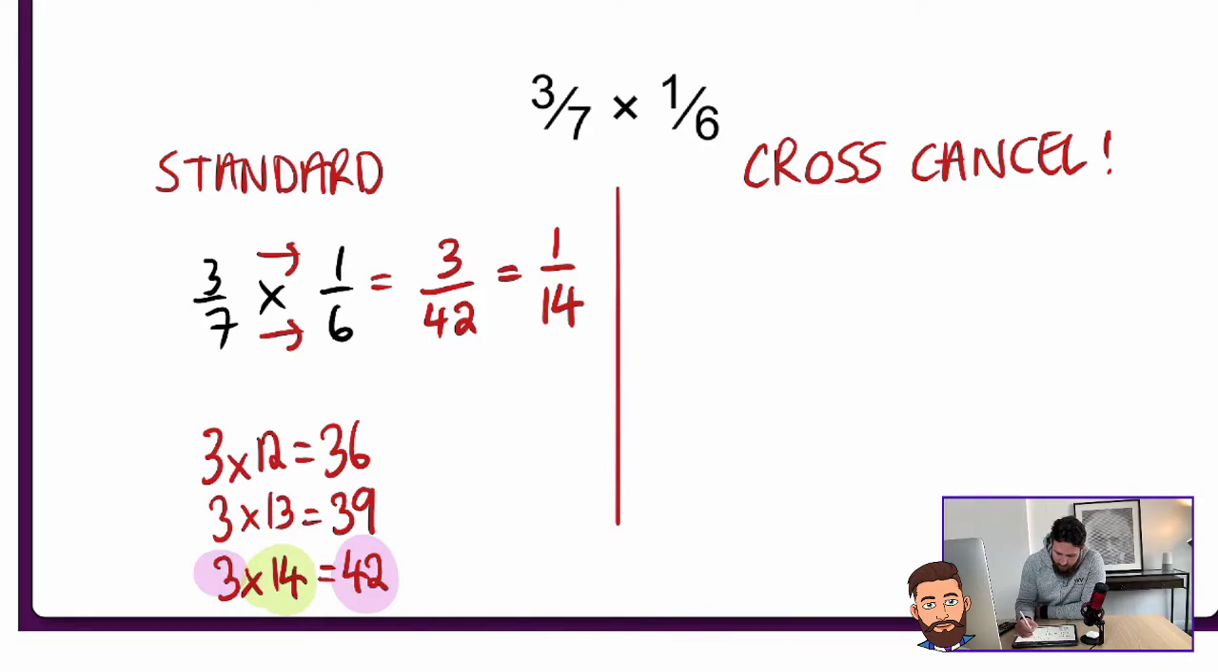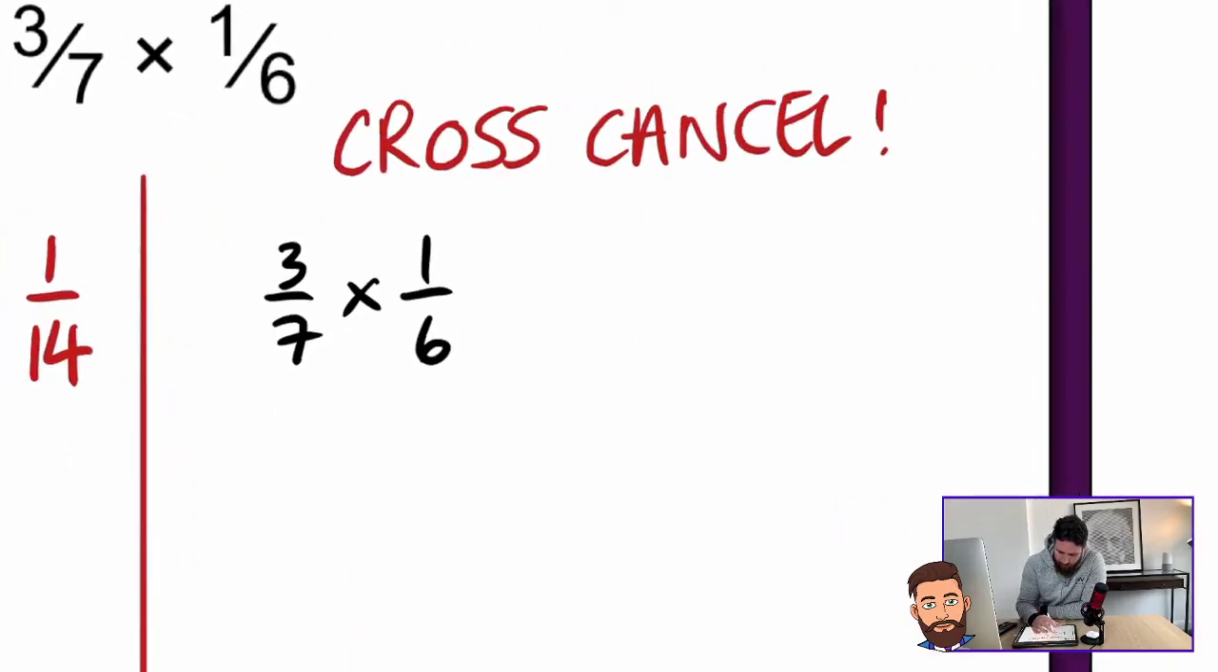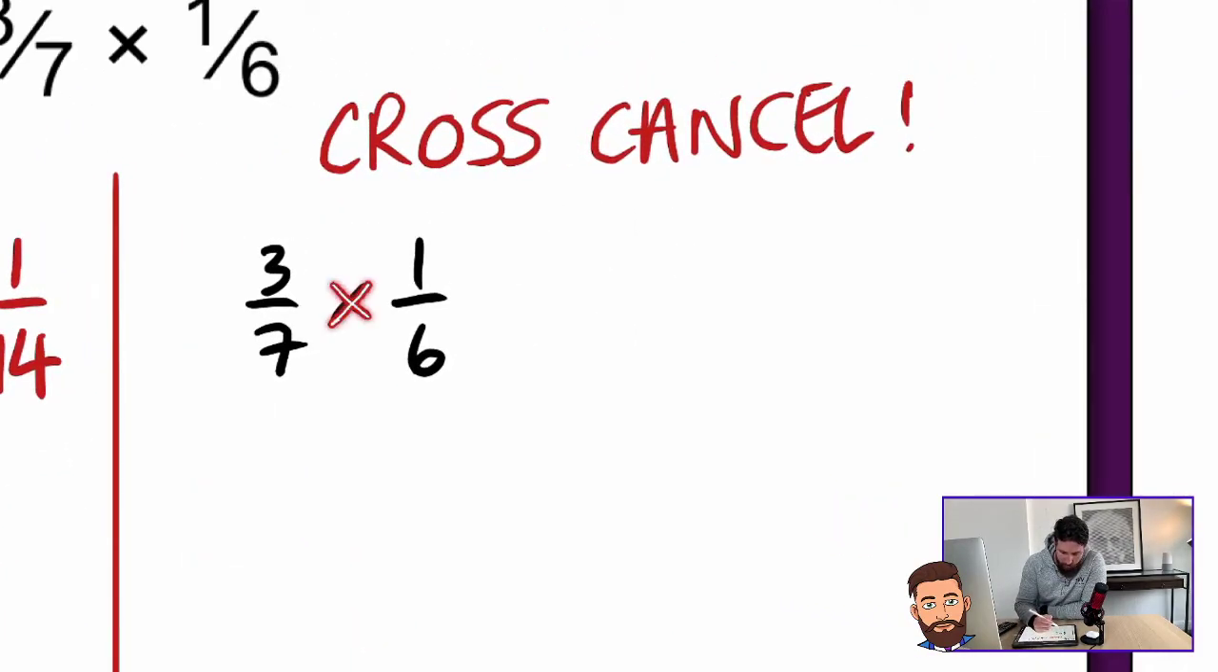If we look at the same question and explore cross-cancelling, let's check the diagonals. Remember, it only works when we times. Can you think of a number that goes into 7 and 1? Well, no, they're both prime and there is no common factor apart from 1. So we can't cross-cancel these, but we can cross-cancel these ones.